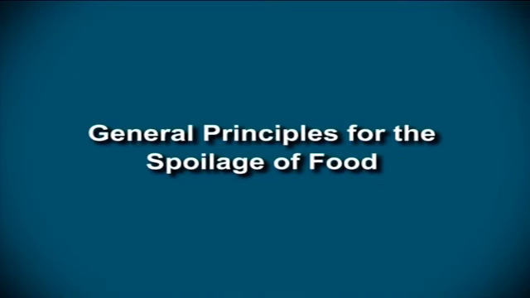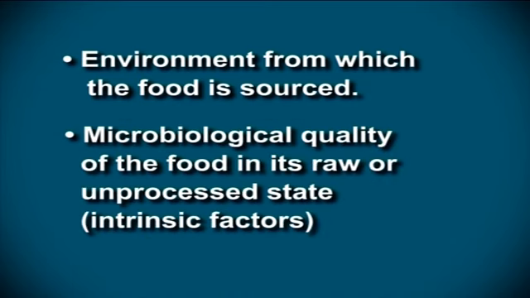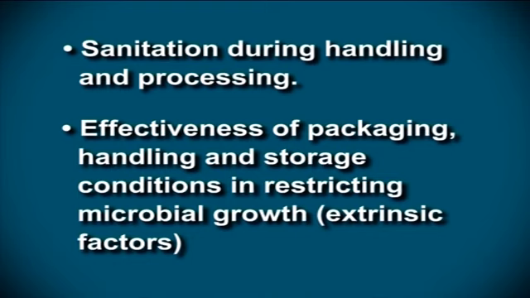General principles for the spoilage of food. The number and type of microorganisms in food are largely determined by the environment from which the food is sourced, the microbiological quality of the food in its raw or unprocessed state, which is called the intrinsic factor, sanitation during handling and processing, and the effectiveness of packaging, handling and storage conditions in restricting microbial growth, called extrinsic factors.